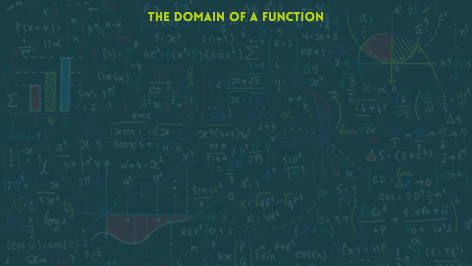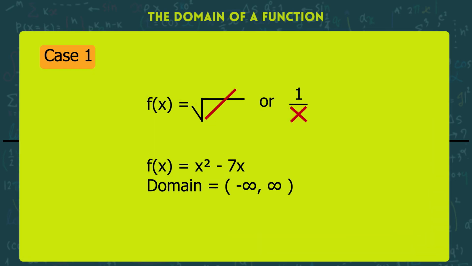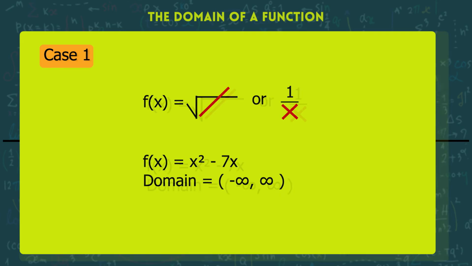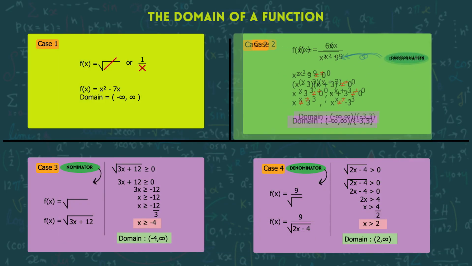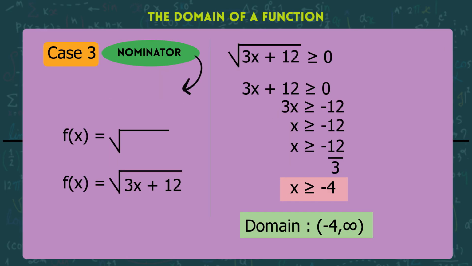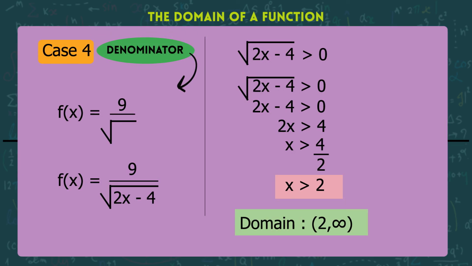The domain of a function. There are three ways of finding a function's domain. 1. A function without radicals or variables in the denominator. 2. A function that is a fraction with a variable in the denominator. 3. A function with a variable inside a radical sign without a variable in the denominator, and a function with a variable inside a radical sign at the denominator.